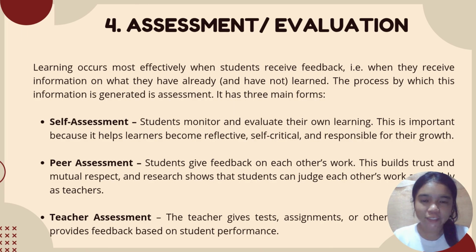The fourth one is the assessment or evaluation. So, learning occurs most effectively when students receive feedback, when they receive information on what they have already or have not learned. So, the assessment or evaluation has three main forms. So, first is the self-assessment, second is the peer assessment, and the last one is the teacher assessment. So, let's know the differences of these three.